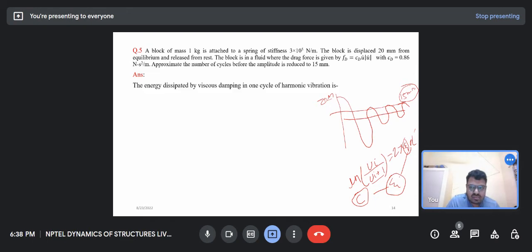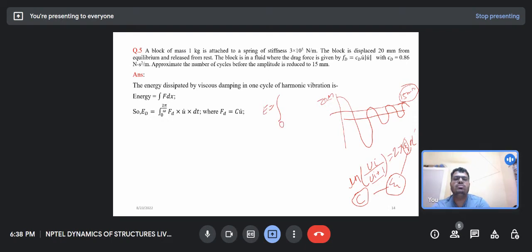In this, the energy dissipation by the viscous damping in one cycle of the harmonic motion is given by the integral of F_d dx. So how can I write this E_d? The energy dissipation in one cycle, where my one cycle is 0 to 2 pi by omega n, or t1 to t2, is the integral of F_d dx. Can you tell me how I convert this equation to F dot u dot? Do you know what our damping force is?